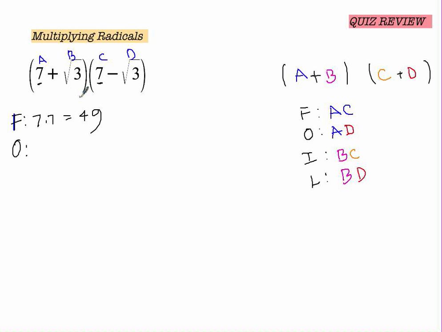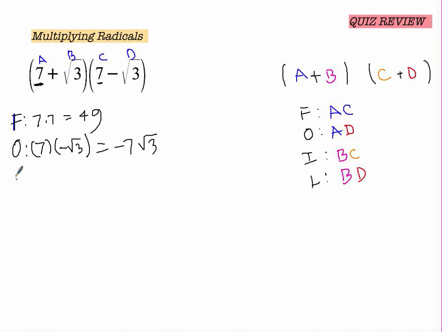And then O, what do we do for O? O is the two outer terms, which is A times D. A is 7. D is negative square root of 3. Gotta be careful with the sign. Negative square root of 3. When we multiply this, we'll get negative 7 square root of 3.